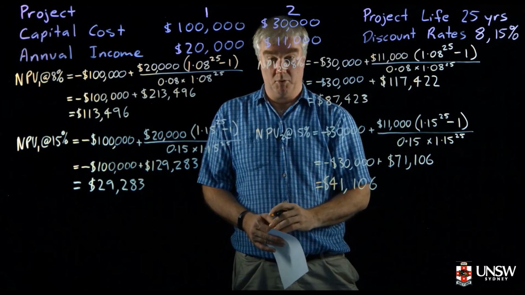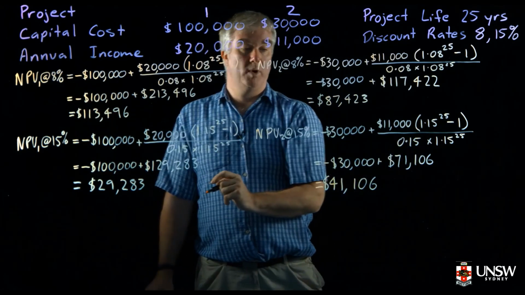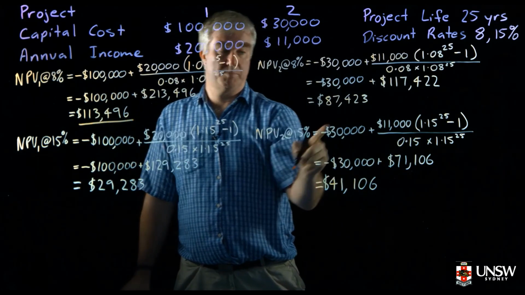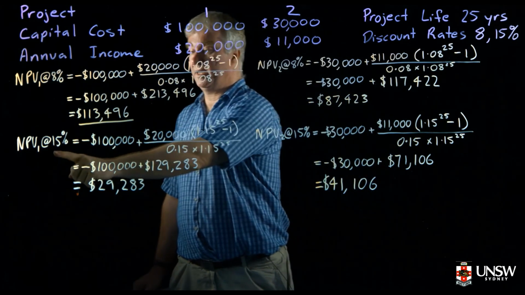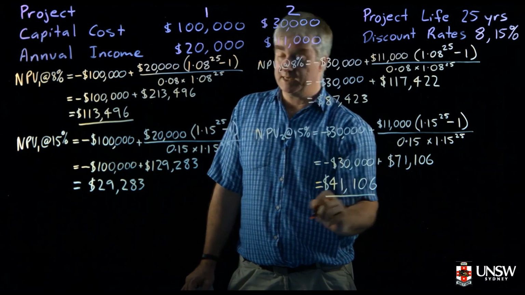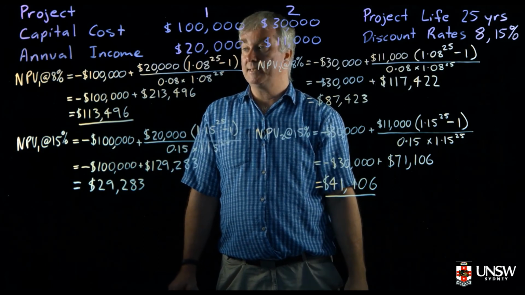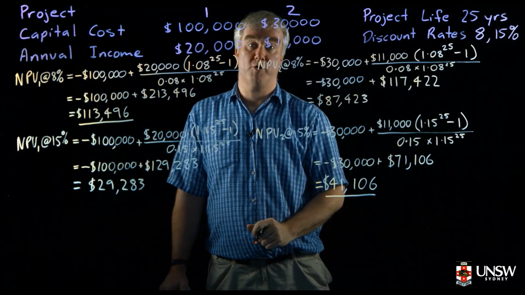Now, the important thing to notice is when we used 8%, the net present value for project 1 was better than project 2. But when we used 15%, the net present value for project 2 was larger than for project 1. So what you can see is that by changing our discount rate, we've changed which project is better.